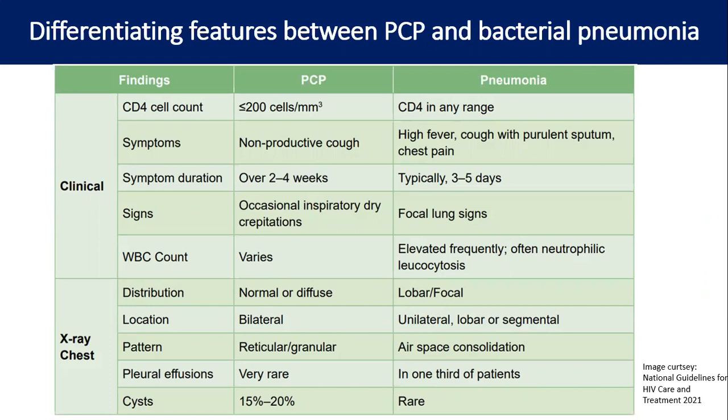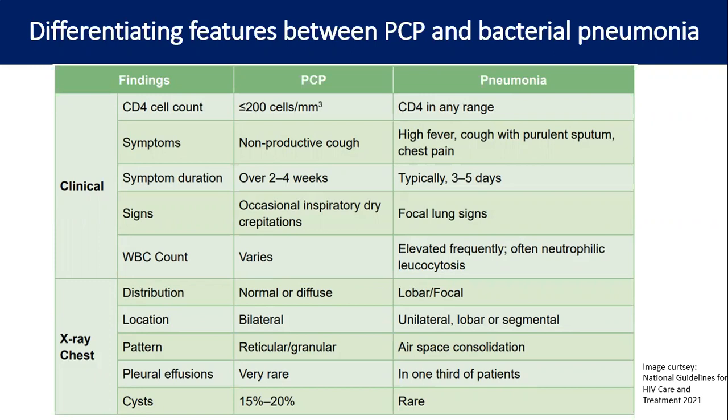Clinically, we are likely to find CD4 less than 200 cells per cubic millimeter in case of PCP, and in bacterial pneumonia, any CD4 count is possible. Now, symptom-wise, in PCP we have non-productive cough, but in pneumonia we have high fever, productive cough, purulent sputum, and chest pain. The duration of symptoms is around 2 to 4 weeks in case of PCP, while it is typically 3 to 5 days in pneumonia.